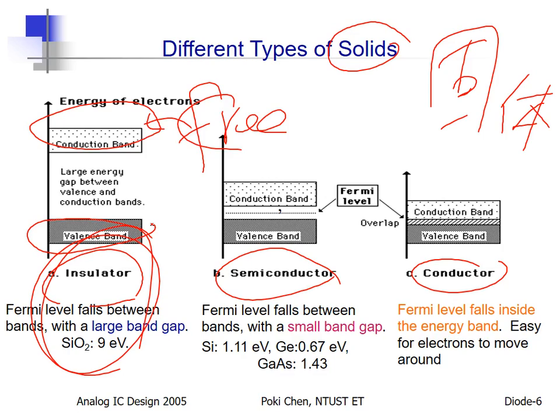But anyway, how to make the valence electrons free? Well, there is the gap. The energy gap, if it is too large, it means what? It's really, really hard for the electrons here to get large enough energy to be free. That's it.